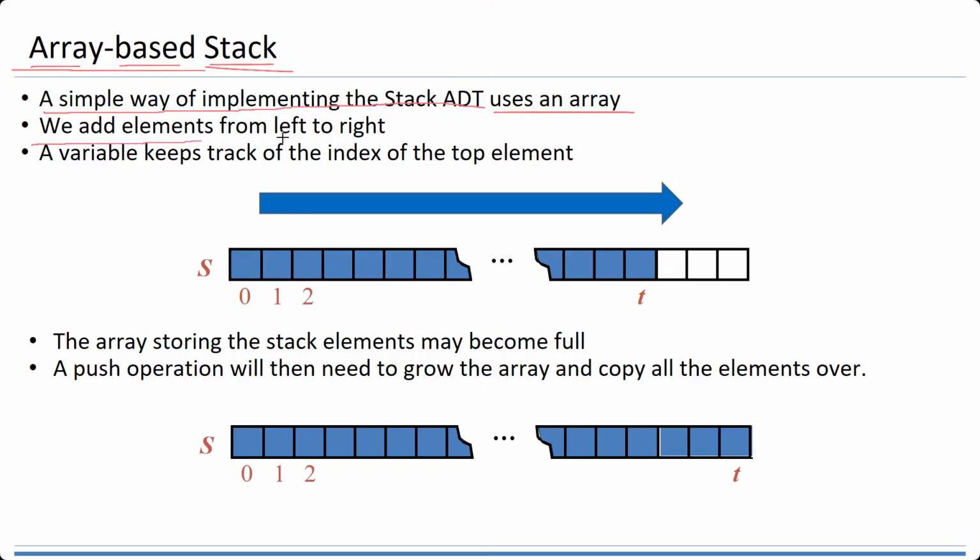So we can add the elements from the left to the right. So like the example that we saw before, we will start the elements from the left to the right. Okay. So we can see index 0, index 1, index 2, and so on. So a variable keeps track of the index of the top element. So let's say now I'm in this position. So the last element is here. Then this is the top.